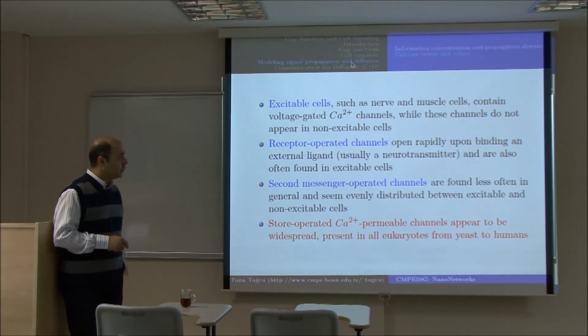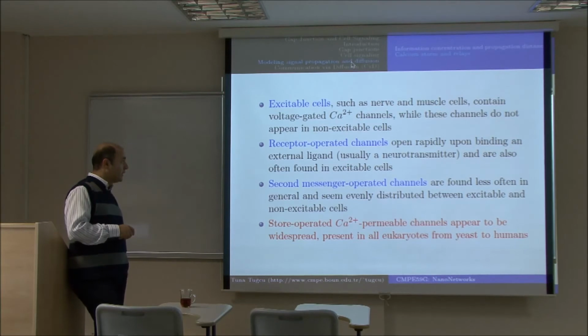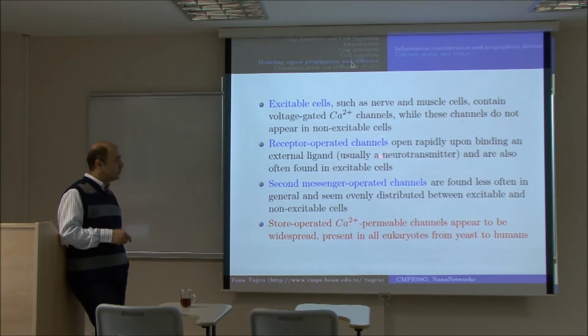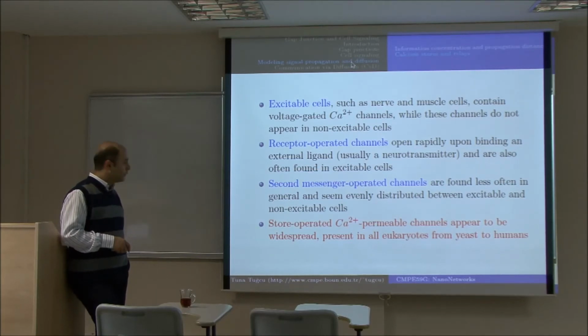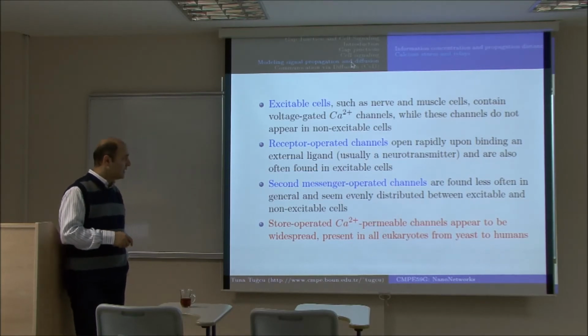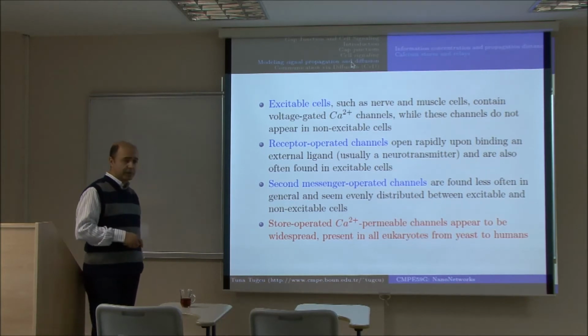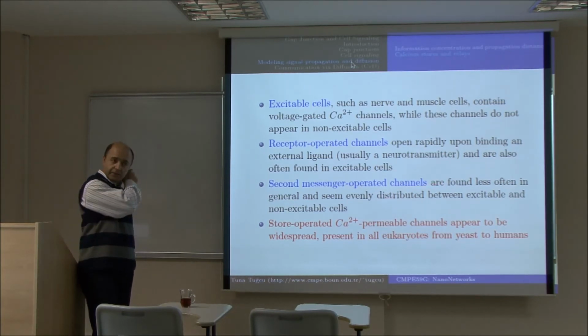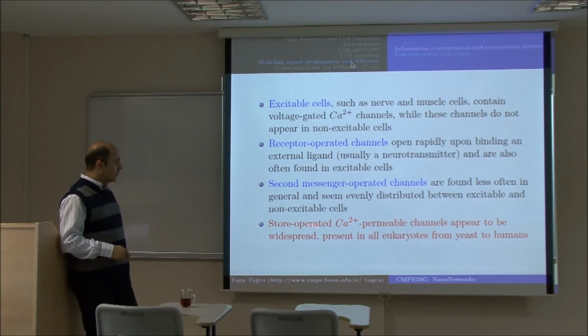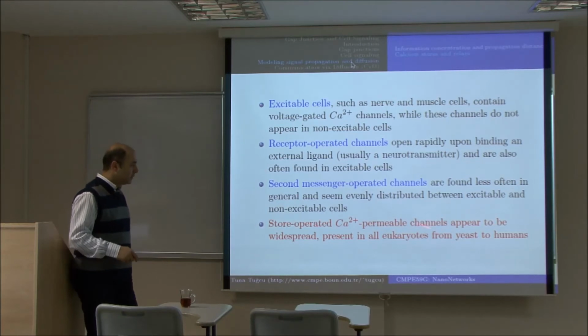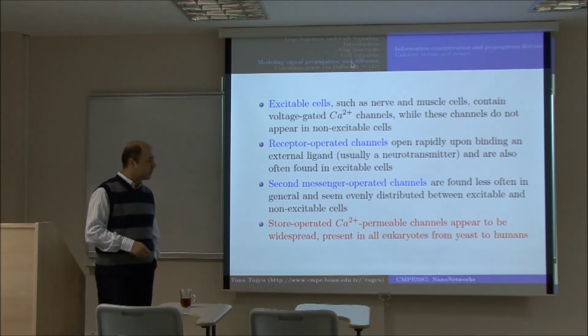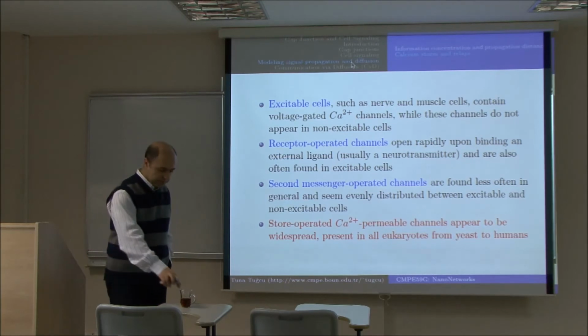Receptor-operated channels typically open upon the binding of an external ligand, typically a neurotransmitter, as we have just discussed. And these are also available on the excitable cells. Second messenger-operated channels are found less often, and they seem evenly distributed between excitable and non-excitable cells. And the store-operated calcium permeable channels appear to be widespread, present in all eukaryotes, from yeast to human.